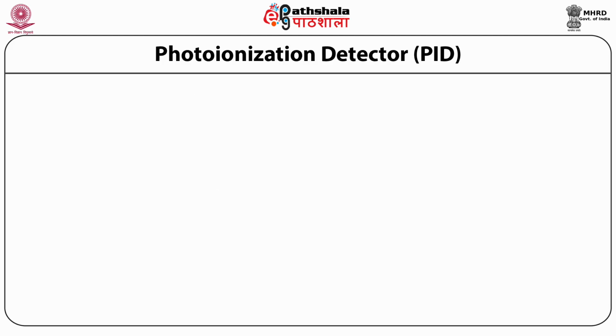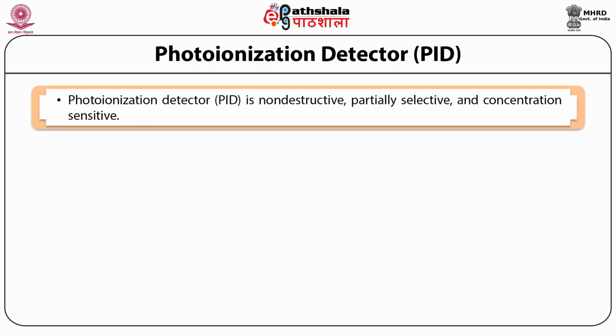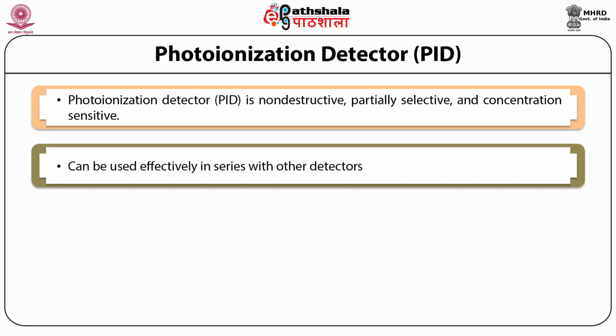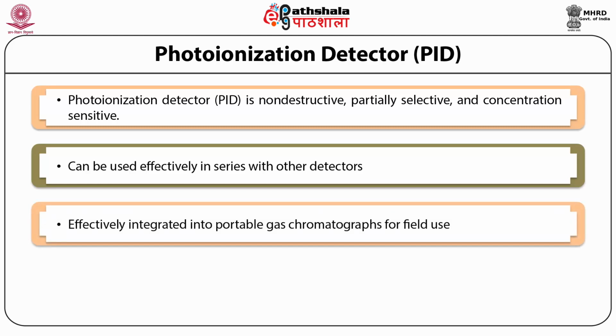Now we will learn about photoionization detectors, that is, PIDs. The photoionization detector is non-destructive, partially selective and concentration sensitive. Since the photoionization detector is non-destructive, it can be used effectively in series with other detectors of gas chromatography. It has no flame and is fairly simple, safe and rugged, and it can be effectively integrated into portable gas chromatographs for field use.